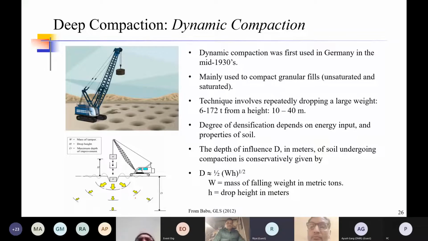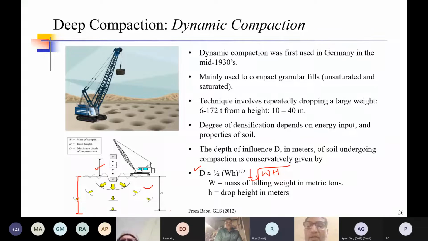What exactly is the degree of densification? That depends upon the energy that you're imparting, the kind of soil that you have, and the properties of the soil. Now, how much is the depth of influence? You are imparting this energy, and under this energy, how much depth can you influence? You can easily find out from this relation. It's a very straightforward relation where the depth of influence is half of the square root of the falling weight multiplied by the height. Weight is in tons, height is in meters. So from there, you can roughly find out the depth of influence.